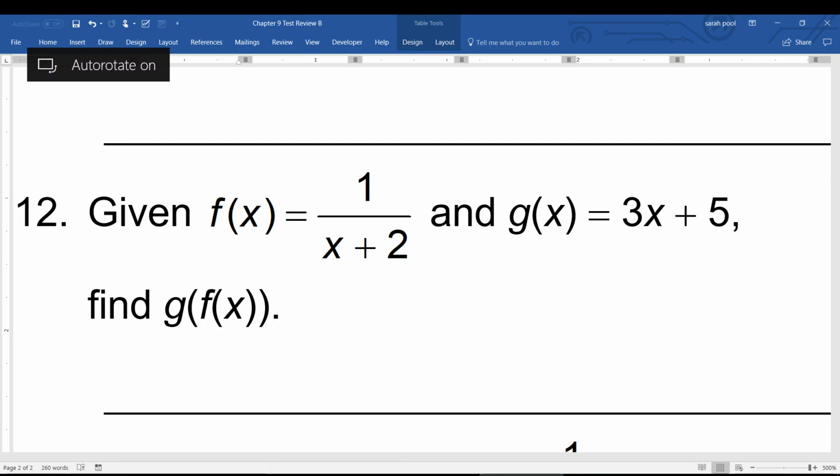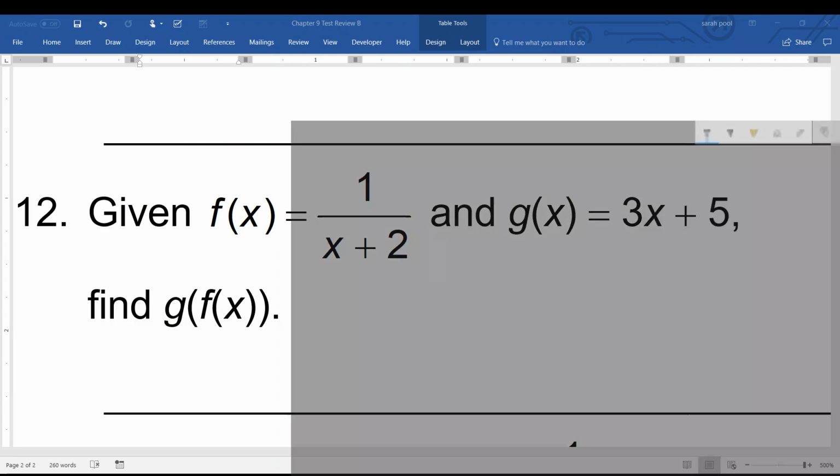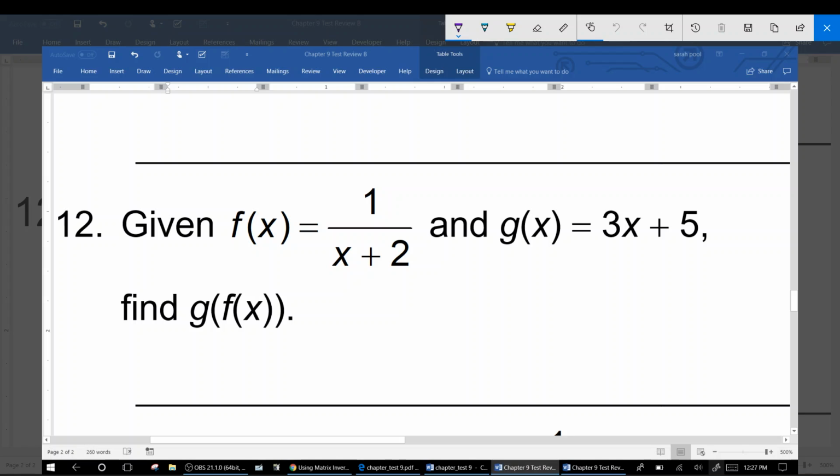I'm going to go ahead and go over review B, number 12. I hope that this will help you. This is about the type of problem that I'm expecting you will see on your test tomorrow. Not quite as hard as review A. So let's just go ahead and get started with this.